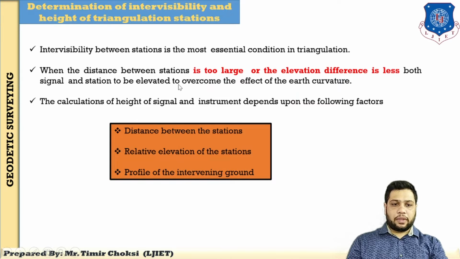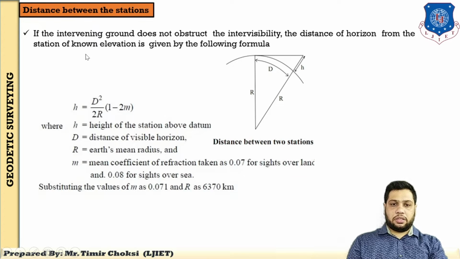You know that in a geodetic survey, the distance between two stations is very large and the elevation difference is less, so intervisibility is a concern. In this type of condition, you have to find the height of the signal as well as the instrument. The major factors are the distance between the stations, the relative elevation of the stations, and the profile of the intervening ground. First I will explain all three factors in detail, and I have taken one example to clearly understand this concept. First, the distance between the stations.